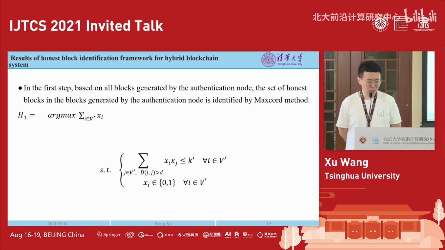as for the framework of honest block identification for the hybrid blockchain system, it contains two parts. In the first step, based on blocks generated by the authentication nodes, the set of honest blocks generated by authentication nodes is identified by the MASCOT method. Here is the mathematical programming for the first problem. We mainly solve the maximum independent set for the blocks generated by the authentication nodes.